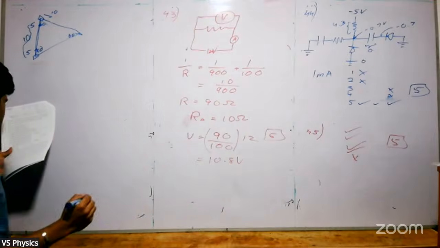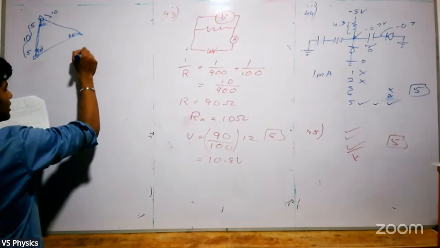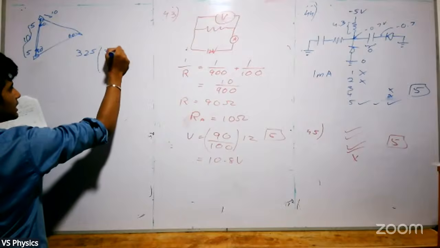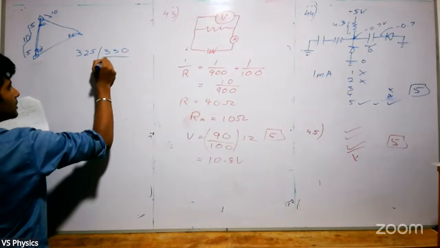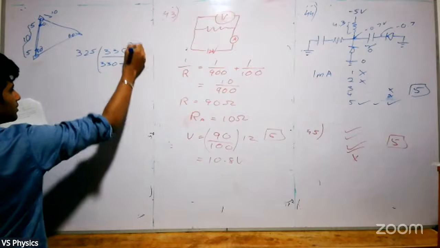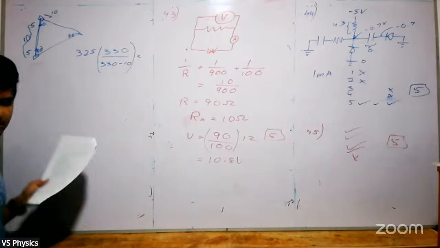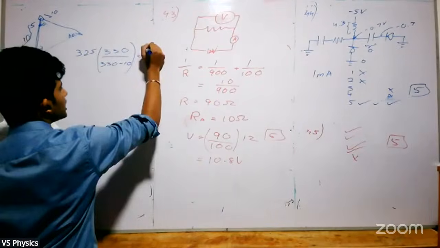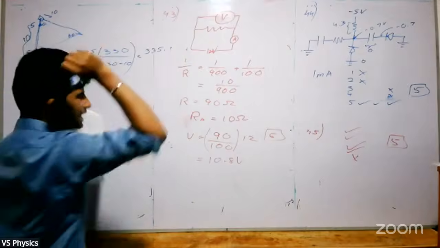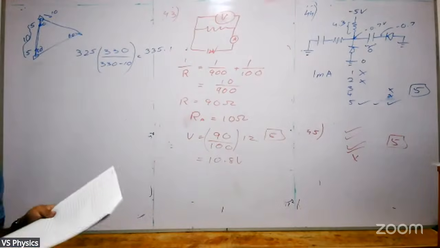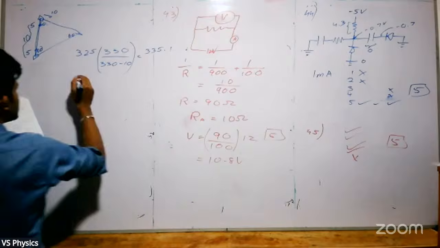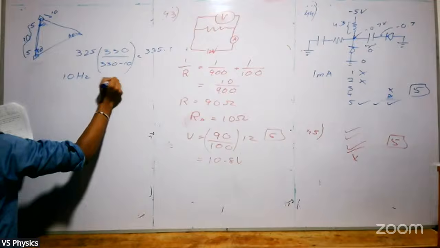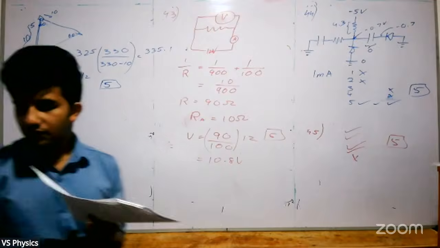Then we can write 325, which is our original frequency, over 330 minus 10, and you will get an answer. This answer, if you find, will be somewhat equal to 335.1, no need, 335. 335 minus 325, you will get 10 hertz of beat frequency. That is the fifth answer. Okay?